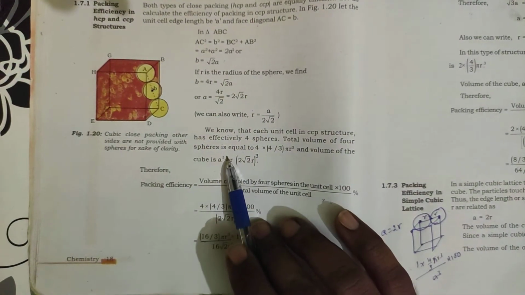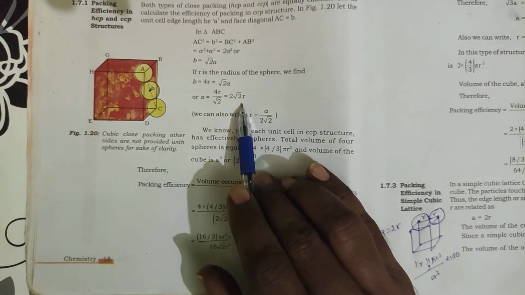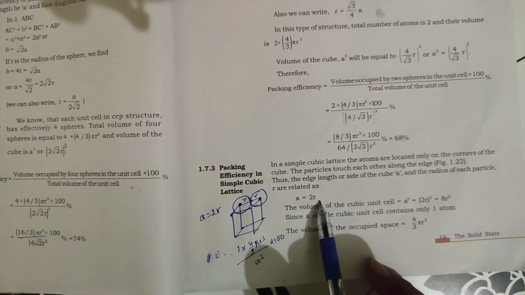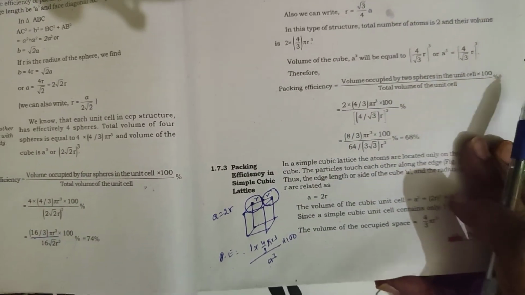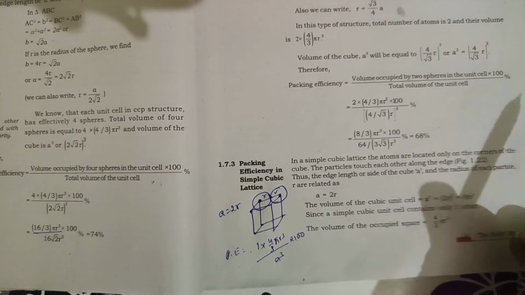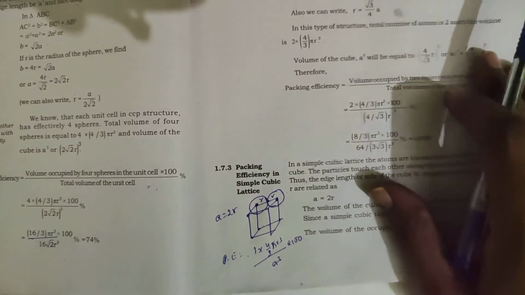Suppose if I go in terms of FCC, a is equal to 2 root 2 r. This is the important relation. Suppose if I go for the primitive cell, a is equal to 2r. This is the relation. So the packing efficiency of FCC is 74%, for BCC it is 68%, and for the primitive cell it is 52.4%.